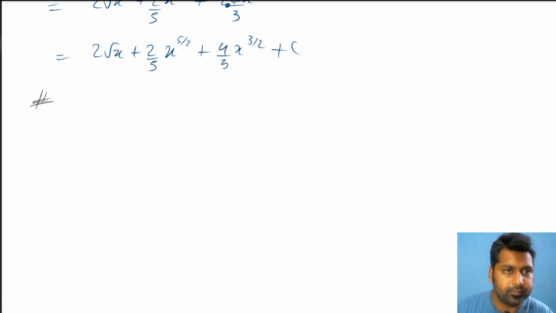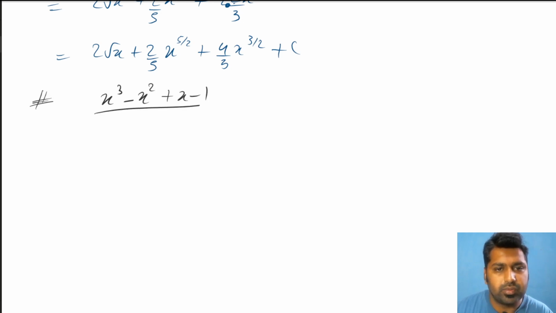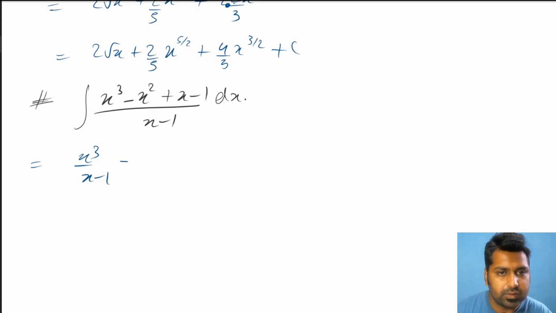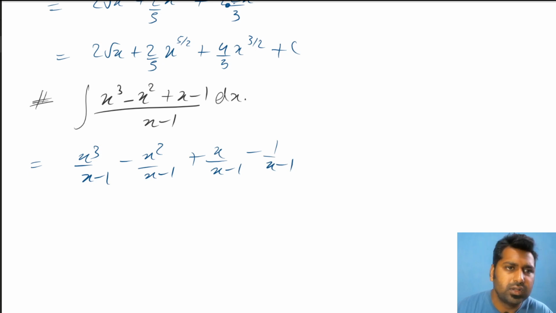Alright, look at the next question. Integration of (x cube minus x square plus x minus 1) upon x minus 1. This time you don't have a single term in the numerator. So suppose you do this: x cube by x minus 1, minus x square by x minus 1, plus x by x minus 1, minus 1 upon x minus 1. It's not helping our case. It's a single denominator, it's x minus 1, but this is not helping our case.